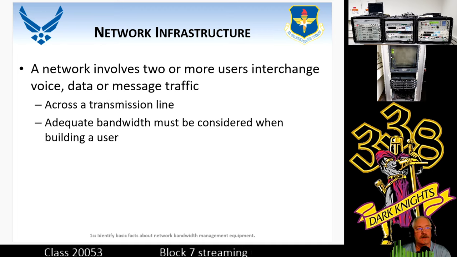So let's change gears and go to network infrastructure. Network involves two or more users interchanging voice, data, or message traffic. What that means is you've got a network now doing servers and everything else, exchanging that data from point A to point B. And like I showed you yesterday on that submarine cable map, it gets quite extensive. Now, that's just the underwater. Can you imagine how the internet is just stateside? It's massive. So that's what they're saying, a network.